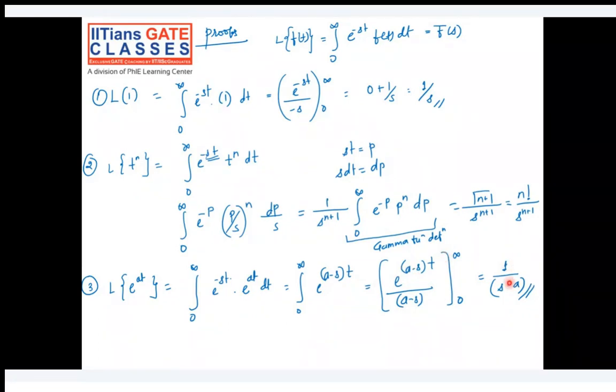Can you tell me what is Laplace transform of e to the power minus at? I have explained Laplace transform of e to the power at. 1 by s plus a. Yes, correct. It is 1 upon s plus a, because Laplace transform of e to the power at is 1 upon s minus a. So e to the power minus at gives 1 upon s plus a. Correct. Can you tell me what is the Laplace transform of t raised to the power 5?